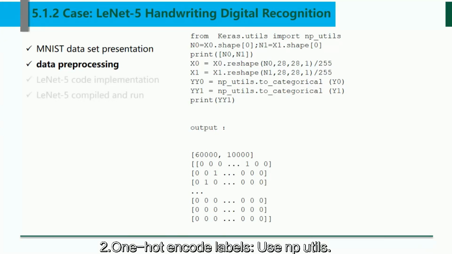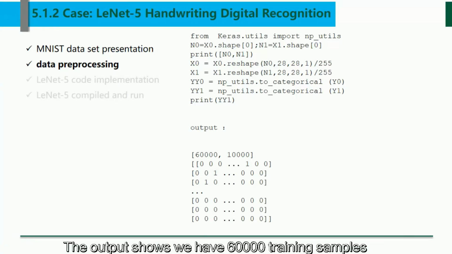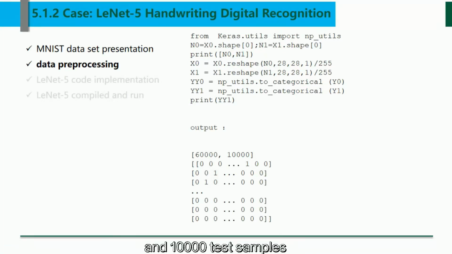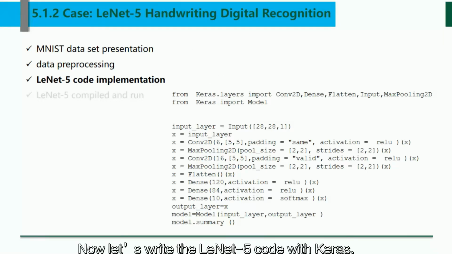Second, one-hot encode the labels. Use np_utils.to_categorical to convert integer labels y0, y1 to one-hot vectors yy0, yy1. For example, digit 5 becomes 0, 0, 0, 0, 0, 1, 0, 0, 0, 0. The output shows we have 60,000 training samples and 10,000 test samples, and the one-hot labels are in the correct format. Now, let's write the LeNet-5 code with Keras.